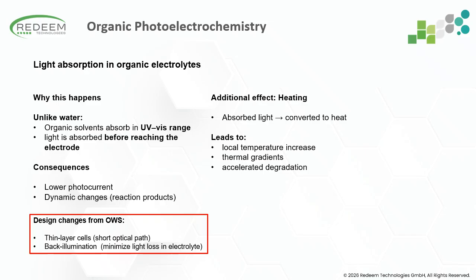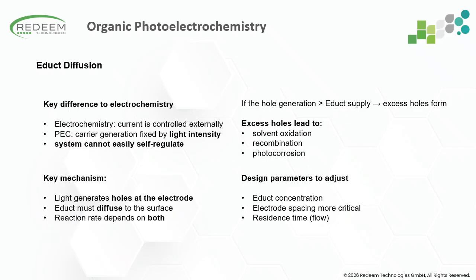So the organic PEC reactor often uses a thin layer geometry to minimize the optical path through the electrolyte. Another possibility is backside illumination to further reduce light losses before the photons reach the photoelectrode, because then they don't need to pass the organic medium. Also, if we compare photoelectrochemistry to electrochemistry, another fundamental difference between the two is how the reaction rate is controlled.